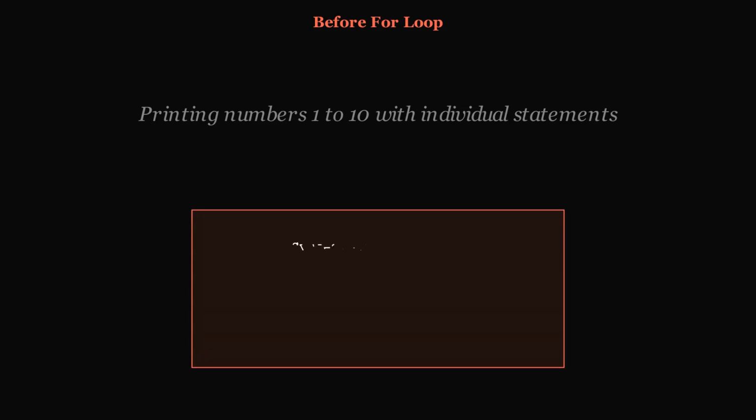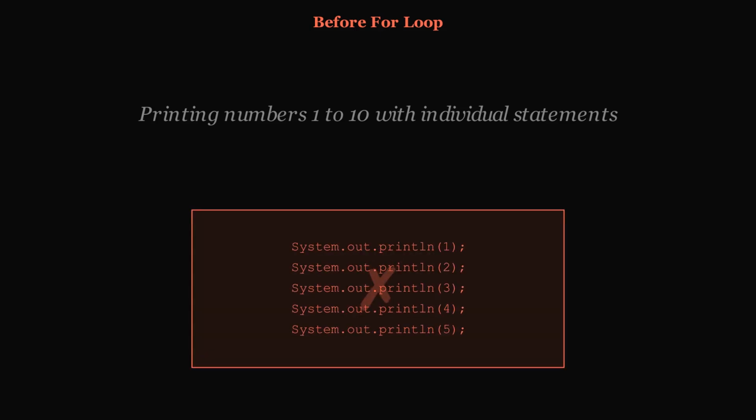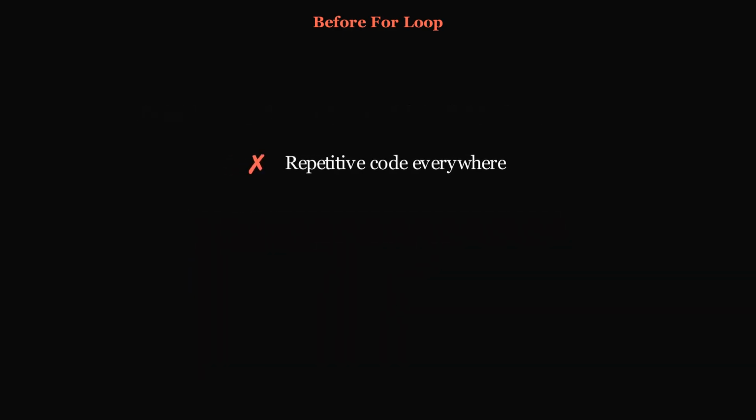So what happens without for loop? Printing numbers 1 to 10 with individual statements. Look at how messy the code gets. Repetitive code everywhere. Hard to change range. Not scalable at all. There has to be a better way.